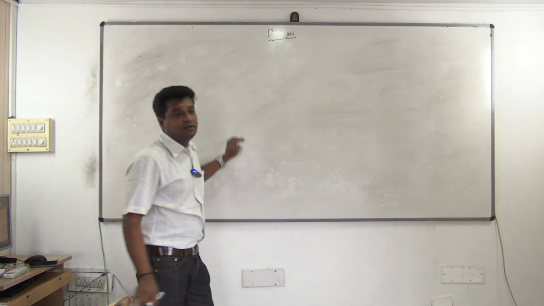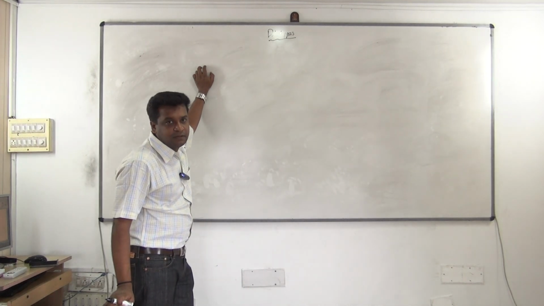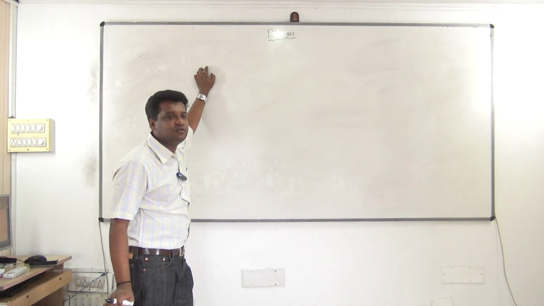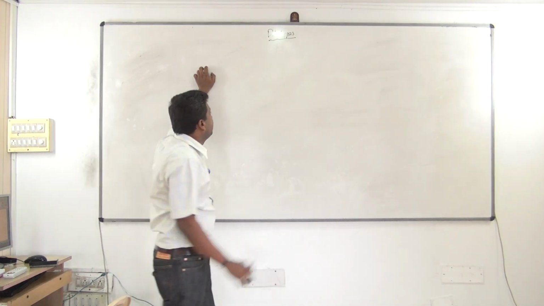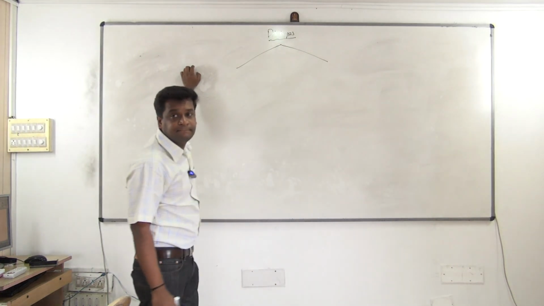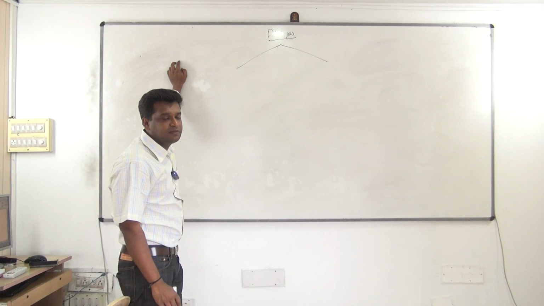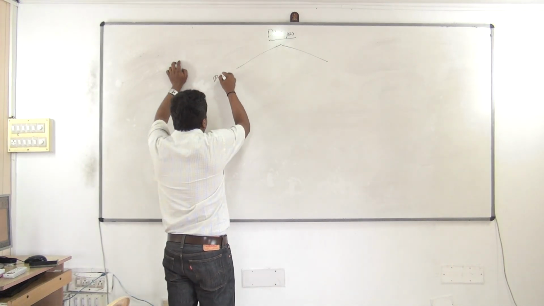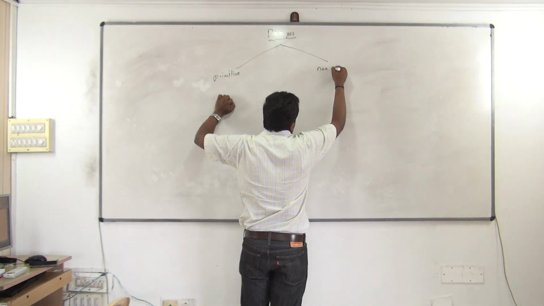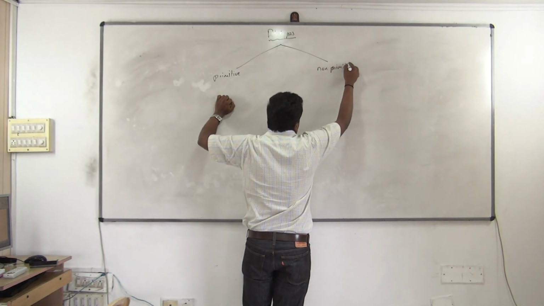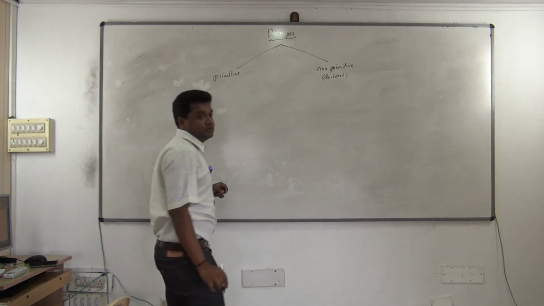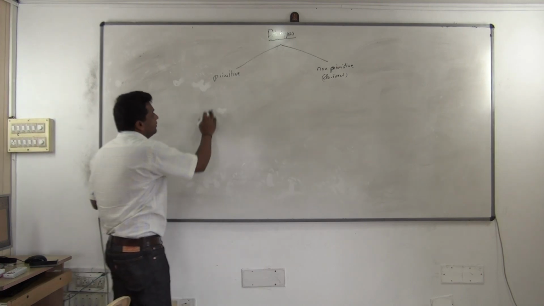So data types are used for what? Declaring variables. Understood? Data types are used for declaring variables, and variables are declared for storing values. How many types of data types are there? Can you guess? Primitive and non-primitive. And these non-primitive are also known as derived.